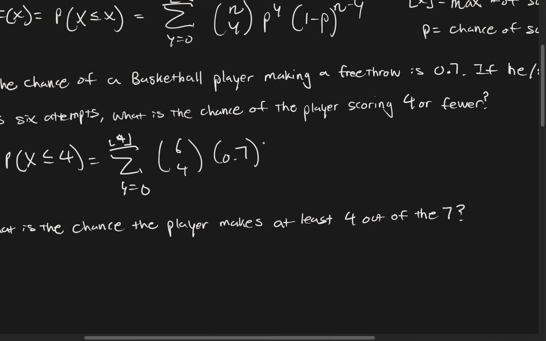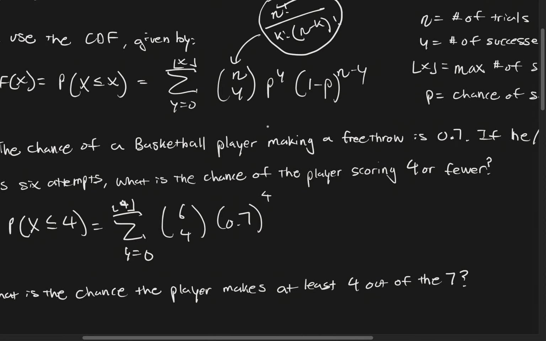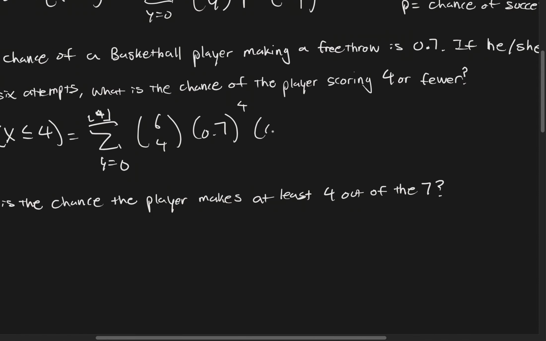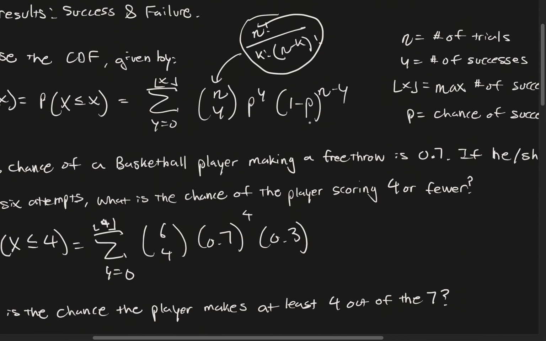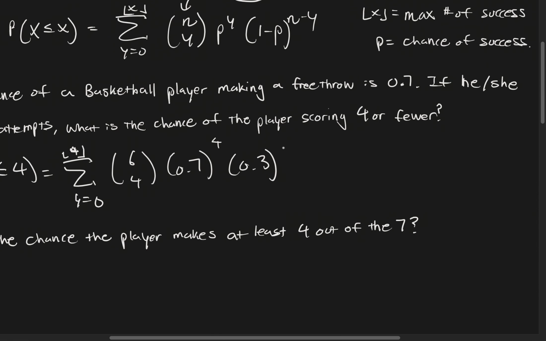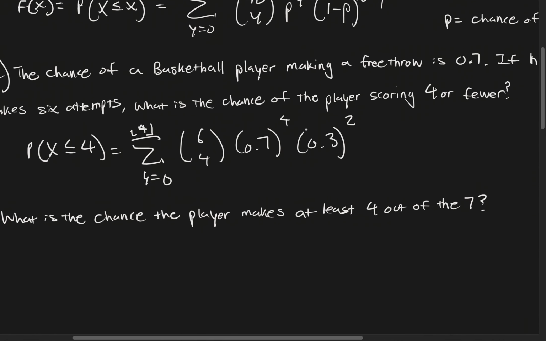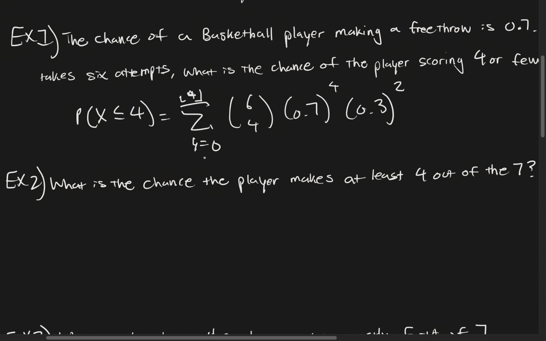The probability of success is 0.7 of making the free throw, and we want to find the chance of the player making it 4 times or fewer, times the probability of failure, and the number of failures, which is, if he makes exactly 4, then he'll miss 2. And we're finding the cumulative. So we're using the summation notation because we're essentially finding the probability of the player making 1 and 2 and 3 and 4. That's why we're adding all the probabilities up.